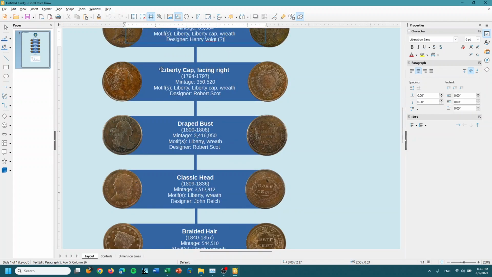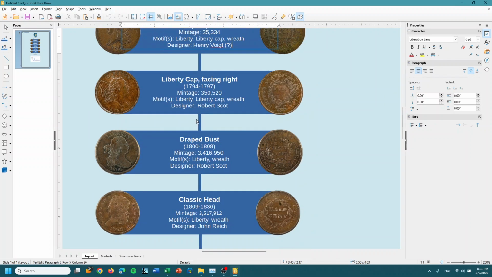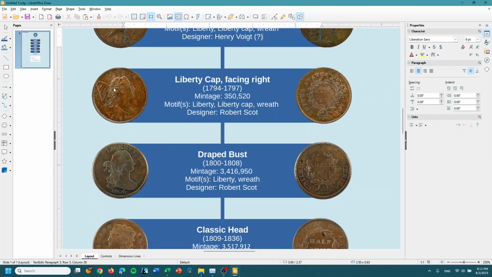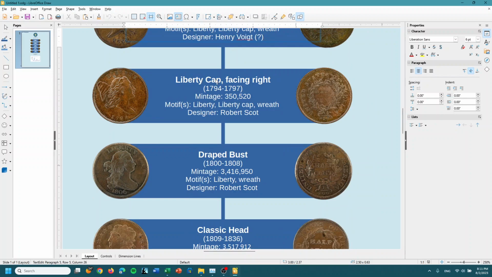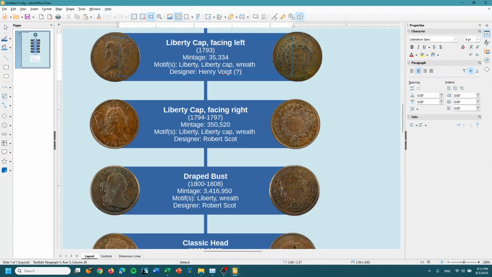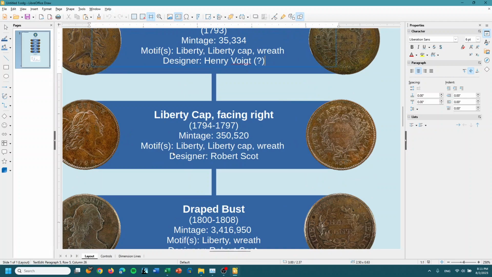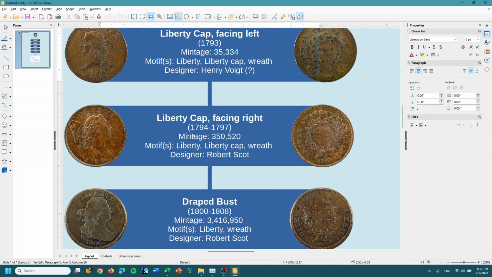The next coin I'll be featuring here is the Liberty Cap facing right. Very similar themes here, which I'll get to, but first of all, this was minted from 1794 to 1797. This in contrast to the first iteration, which was only minted for 1 year in 1793. This one had a slightly longer runtime. The mintage here was also a lot higher, 350,000, so 10 times higher than the last iteration.